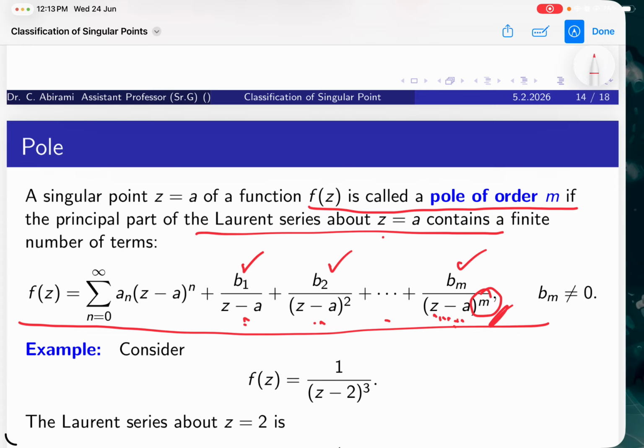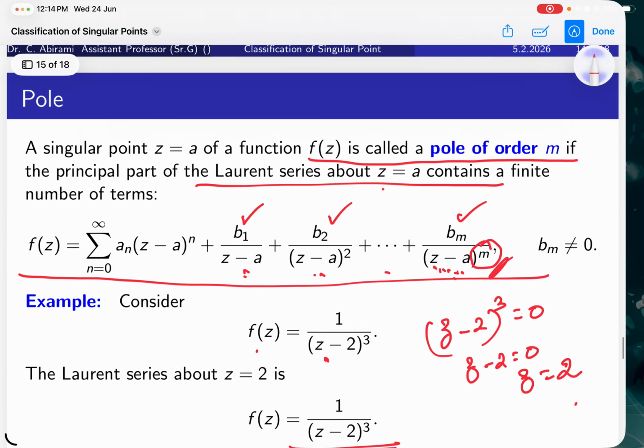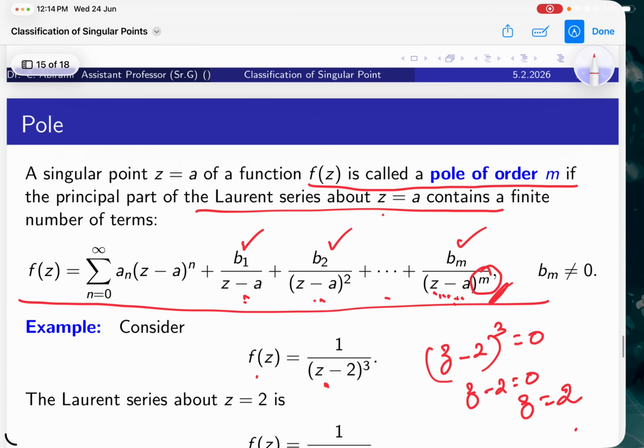So first you can find the singular points. Singular points means the denominator term will be equal to 0. So z minus 2 the whole cube is equal to 0. That is z minus 2 equal to 0. That is z is equal to 2. So here z is equal to 2 is a singular point of the function. After that only we can identify whether it is a removable singularity, pole or essential singularity. Okay, so f of z is equal to 1 divided by z minus 2 the whole cube. So here it contains only, you just see the expansion of the Laurent series.